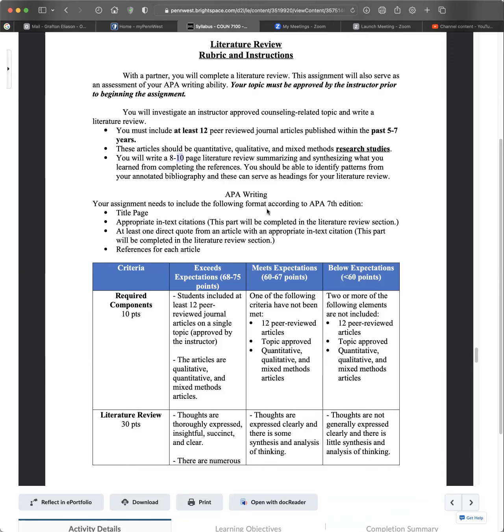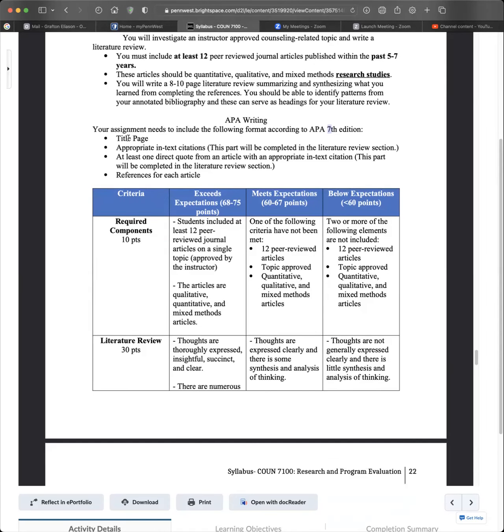APA writing style. It could be the 6th or 7th edition. It should have a title page. It should have appropriate in-text citations. If you include something in the references, it needs to be cited somewhere in your lit review. And by cited, it could be paraphrased with a citation, put in your own words with a citation, but you have to tell us where you got that idea from.